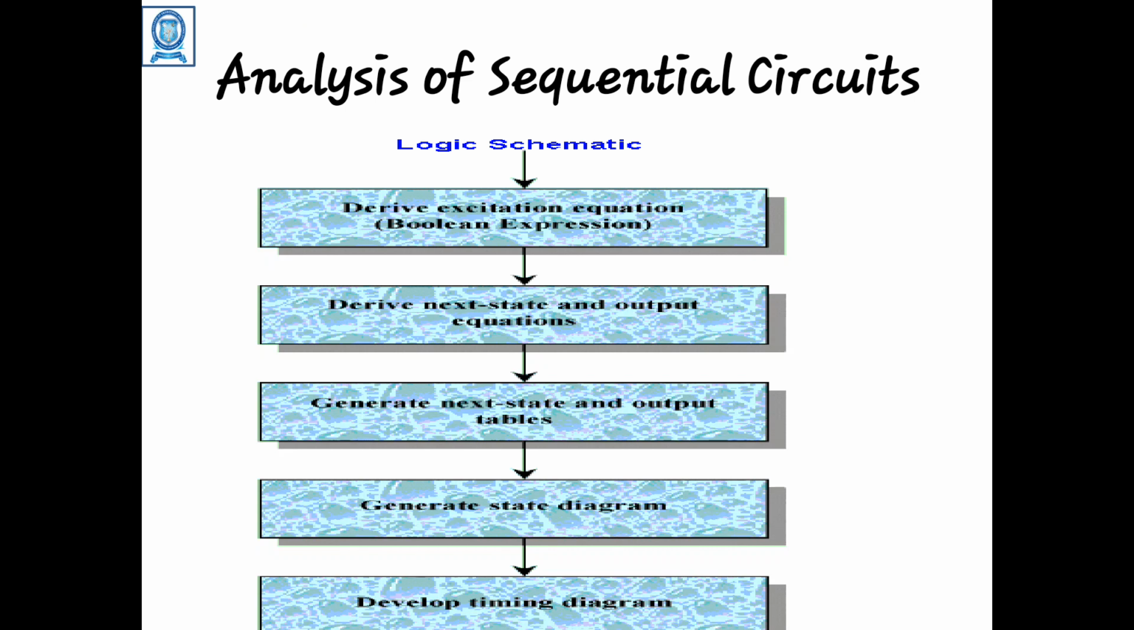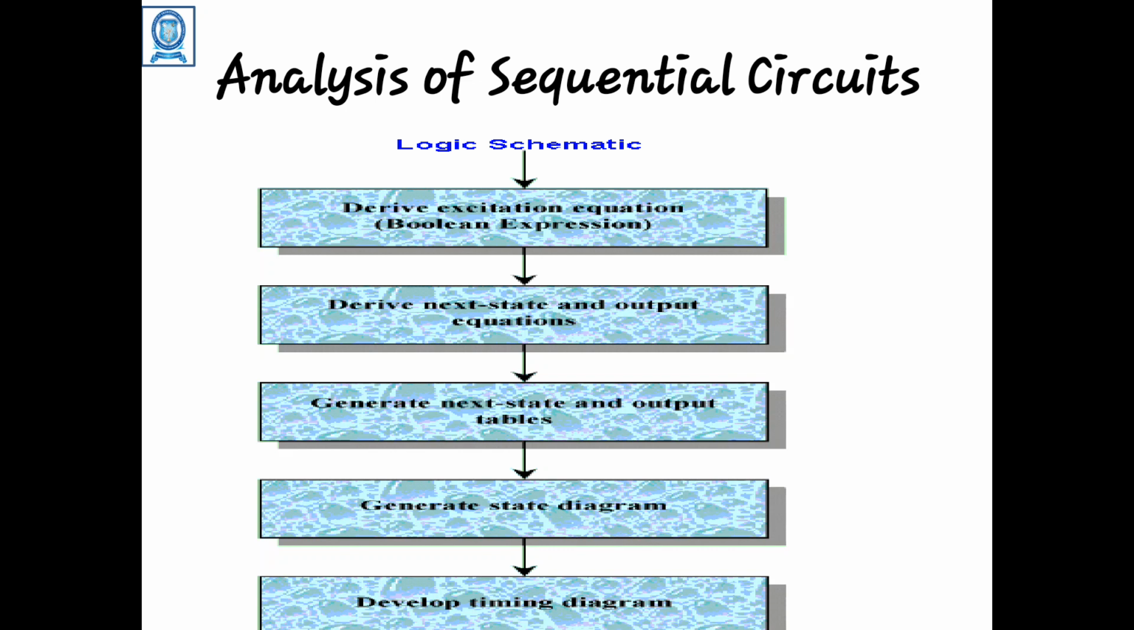The second one is the sequential circuit. If memory devices such as flip-flops or latches are added to a combinational circuit, then we can call it a sequential circuit. Sequential circuits are classified into two types. One is the clocked, or synchronous, sequential circuit, and the other is the asynchronous sequential circuit.